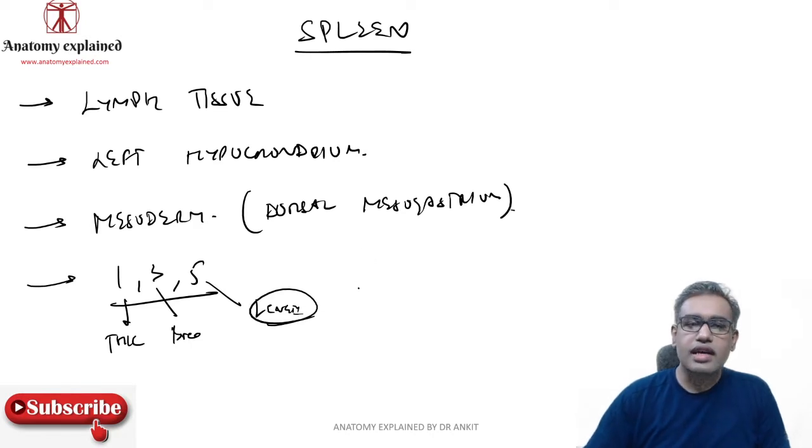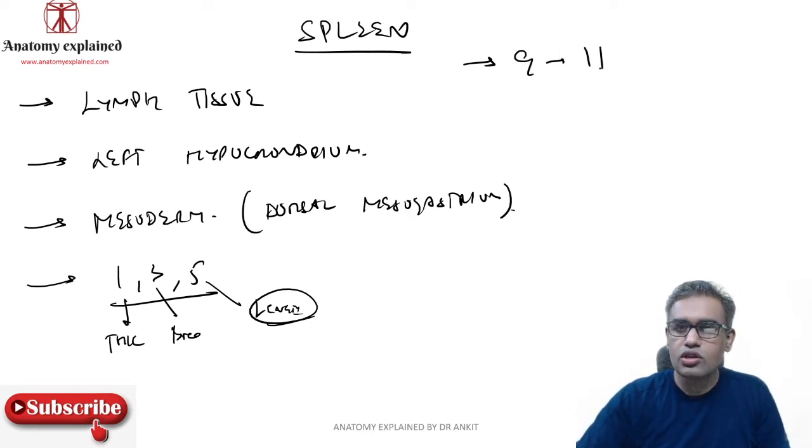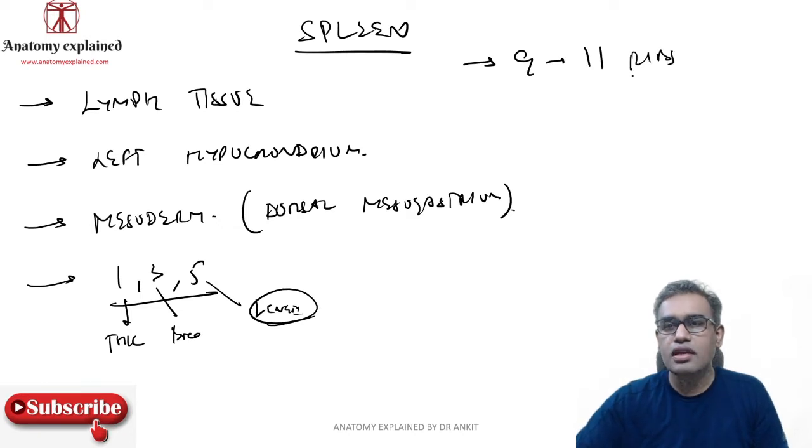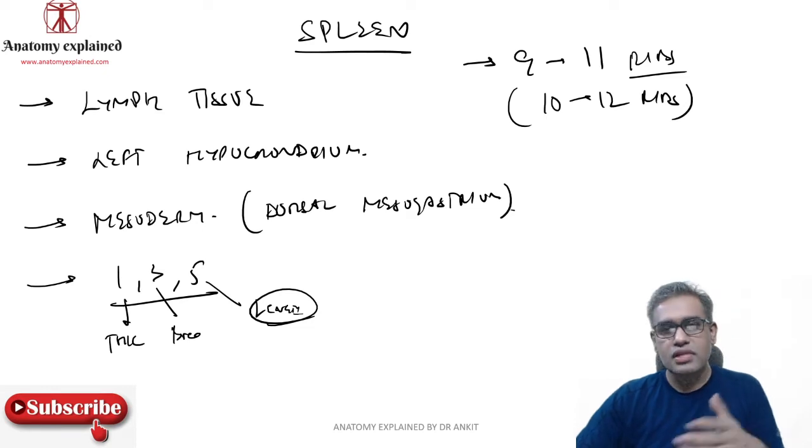It lies in the left hypochondrium, just below the diaphragm in front of the ribs. Which ribs? Around the 9th to 11th ribs. So it is lying in front of the 9th to 11th ribs. In half of the cases we have also seen that the spleen lies in front of the 10th to the 12th rib. So it is lying in front of these ribs.